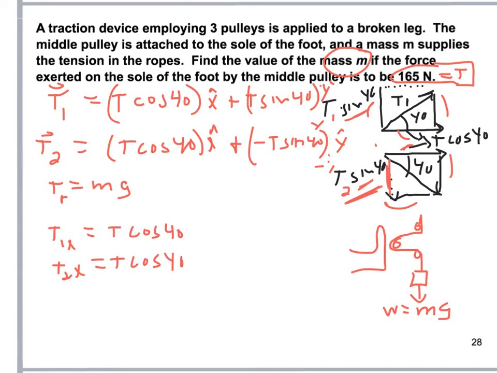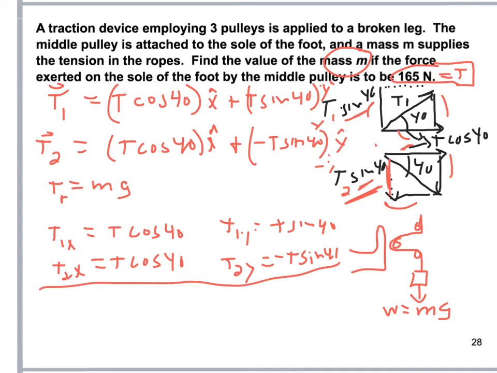And then T1 in the y direction is our T sine 40. And then T2 in the y direction is the negative T sine 40. So we know that when we want to solve this, it's going to be the summation of our tensions equals MA, or however we want to proceed with that. But let's go a little slower here before we get to that part. We just want to remember that our tensions are sums. So right here, because these are equal and opposite, that sums to 0.